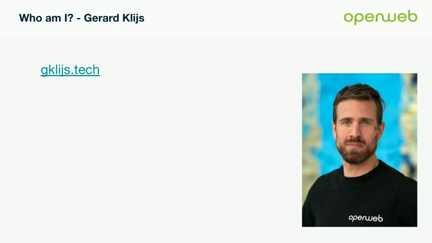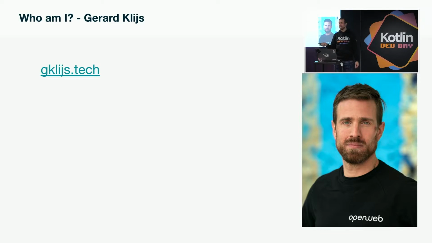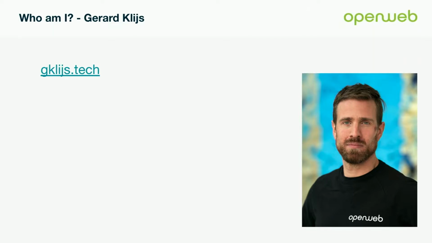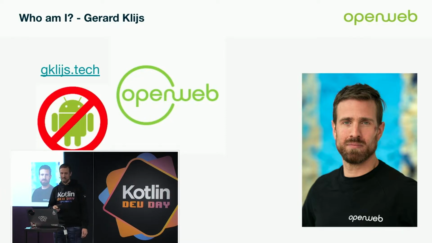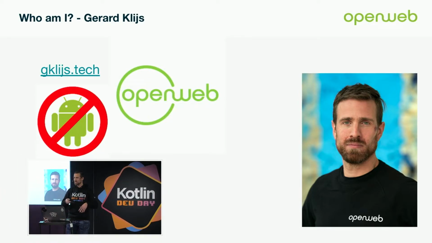Who am I? I'm Gerard Klijs. This is my profile website, where you can find the link to my Twitter and LinkedIn. If you want to know a bit more about me, that's there. I'm working for Open Web, which is a consultancy company. So I go to different clients to do stuff, and sometimes I get to do things with Kotlin, which I like. I've never done any Android development, so it could be that I'm saying things related to coroutines that might be a bit different with Android, and then you can ask my colleague Wessel, who has some experience using coroutines with Android development.